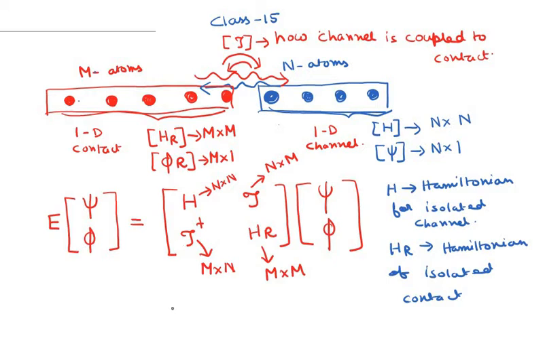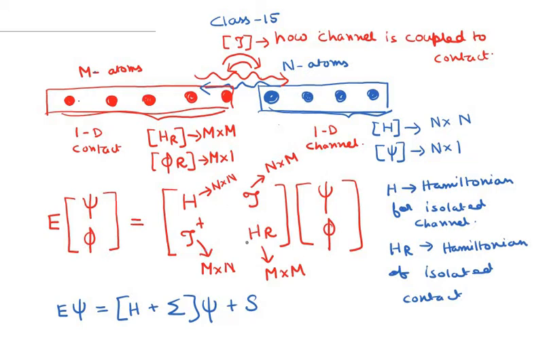Okay, and we argued that in this equation we can get rid of the matrix HR, or incorporate the effect of this matrix HR, by writing an equation in the form E psi equals H plus sigma psi plus S.